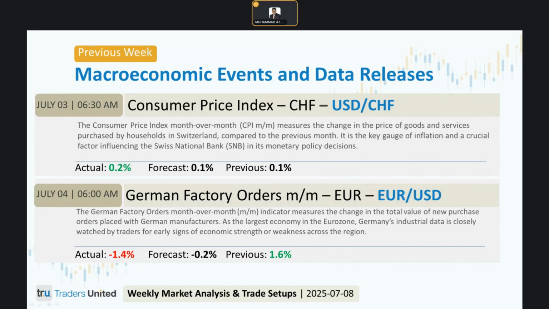The next one is the German factory orders. We got this data report on July 4th. Now, what is German factory orders, M over M? M over M means month over month.